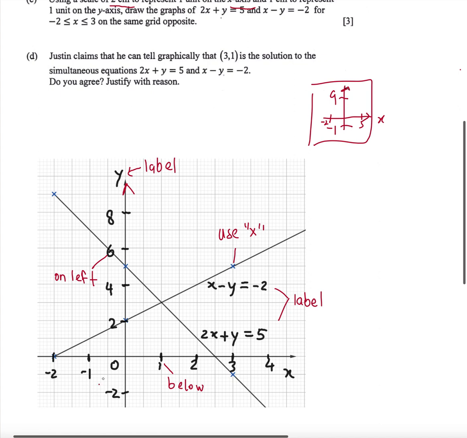Now, often some boys will forget the origin. Okay, don't forget to write the origin. Right? So the arrowhead for the x-axis and the arrowhead for the y-axis. So all this labeling costs marks.